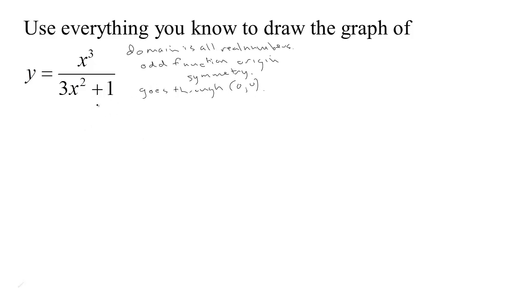We could actually find some asymptotes for this function. You can see there are no vertical asymptotes because the denominator is never 0, it's always at least 1. But we can have an oblique asymptote when x is large.